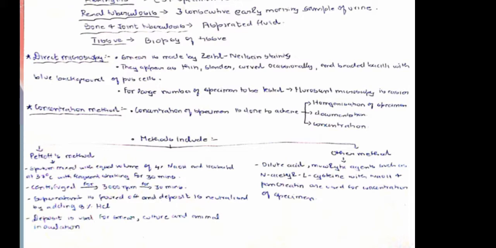Then it is centrifuged at a speed of 3000 rpm for approximately 30 minutes. The supernatant is poured off and the deposit is neutralized by adding 8% HCl. The deposit is used for smear, culture, and animal inoculation for further purposes. The other methods include using dilute acids and mucolytic agents such as N-acetyl L-cysteine with NaOH; pancreatin is also used for concentration of the specimen.